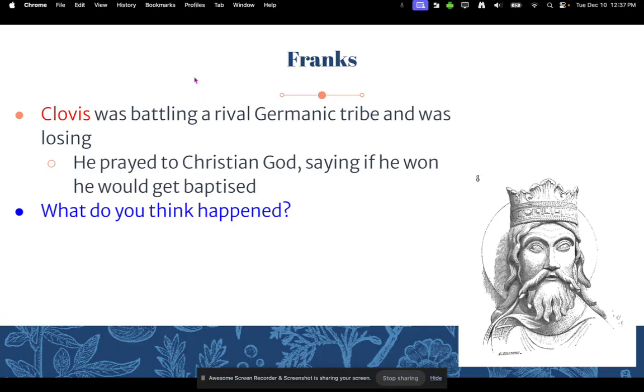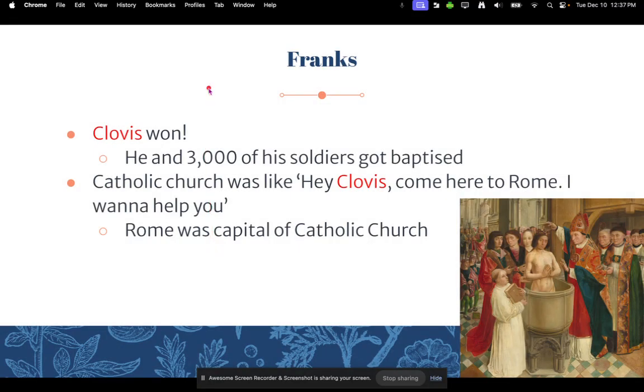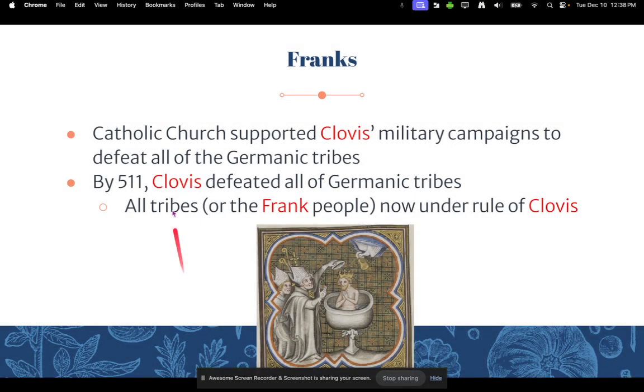So we've heard a very similar story before. So what do you think happened to Clovis? Yeah, Clovis won. So he and 3,000 of his soldiers got baptized. And the Catholic Church was like, hey, Clovis, come here to Rome. I want to help you. You seem like a pretty successful guy. And Rome, again, was the capital of the Catholic Church.